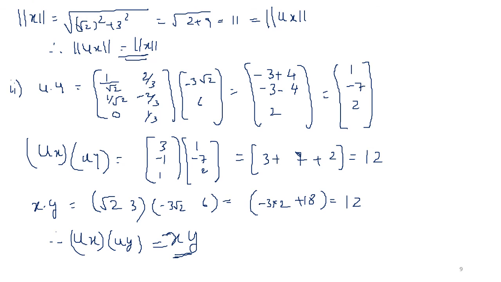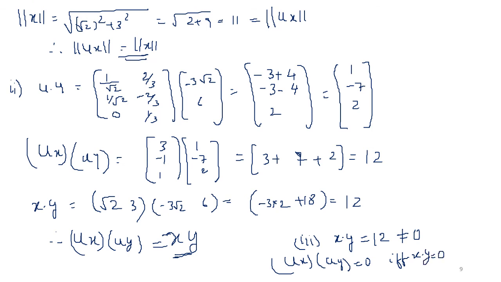Now the third condition is we need to show that Ux into Uy is equal to 0 if and only if x into y is equal to 0. So here, when we have done the problem, x into y we have got as 12, which is not equal to 0. So we can say that Ux into Uy will be equal to 0 if and only if x into y is equal to 0. Hence the third condition is proved.